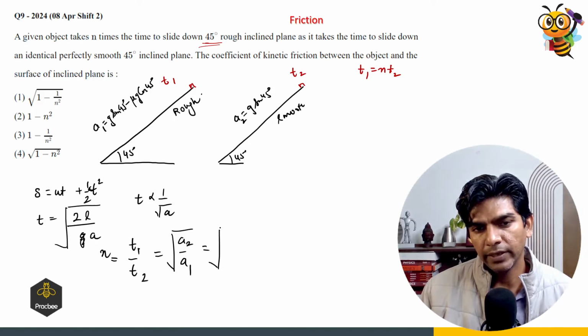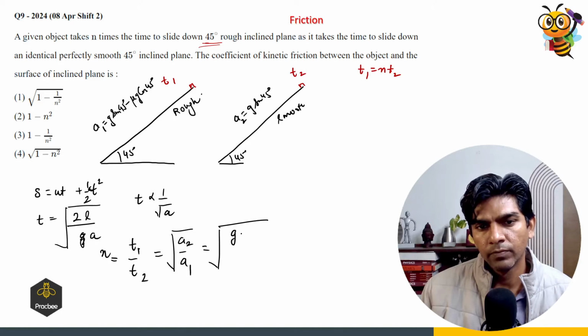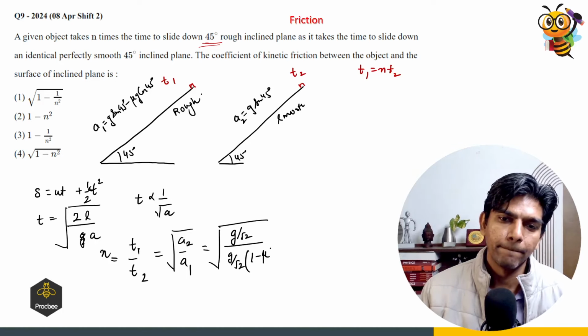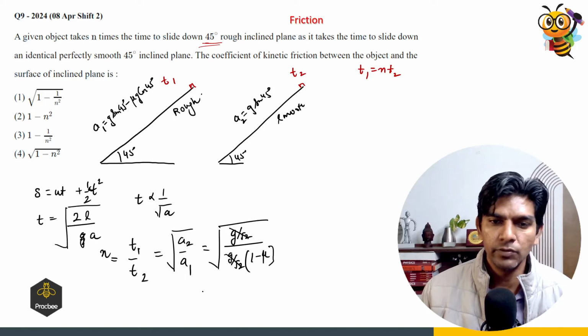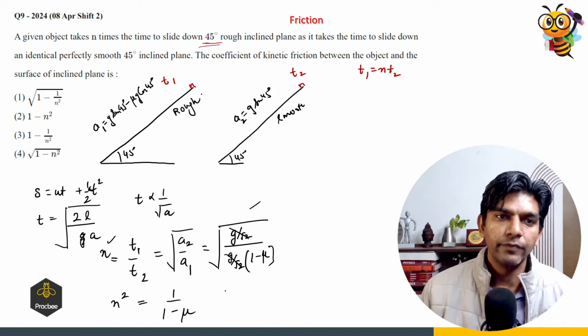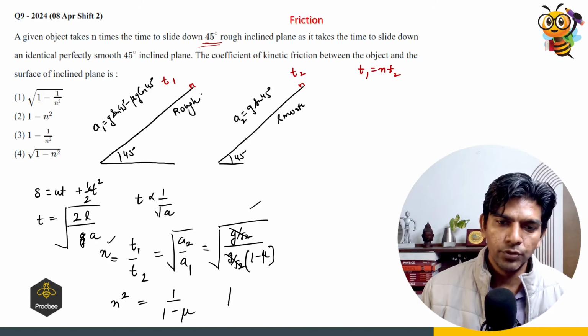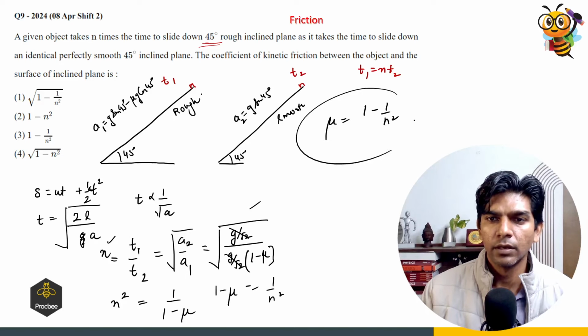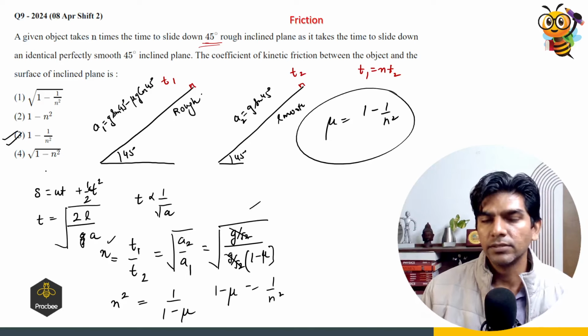So root a2 by a1 will be g by root 2 upon g by root 2 times 1 minus mu. So g by root 2 will get cancelled out. Now we can square. So we'll get n square is equal to 1 upon 1 minus mu. And we have to find the value of mu. So 1 minus mu will be 1 by n square, or we can say mu will be 1 minus 1 by n square. So option 3 is the right answer.